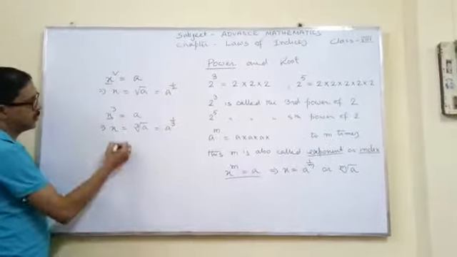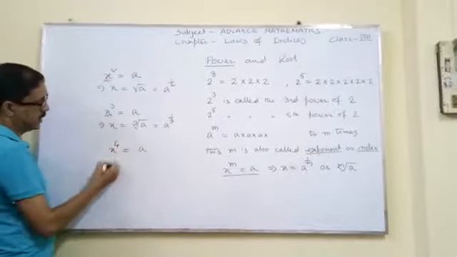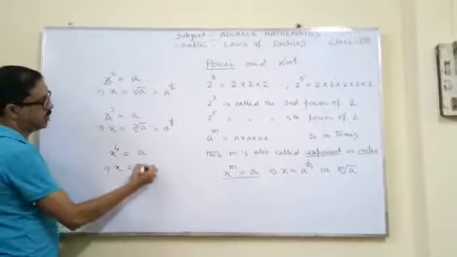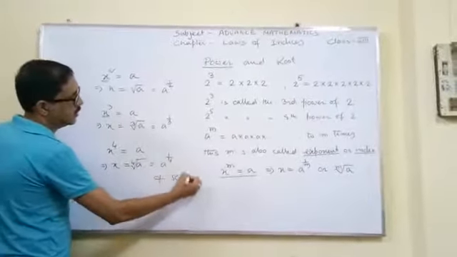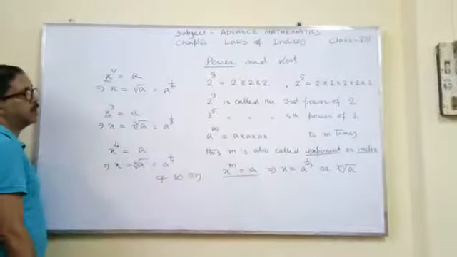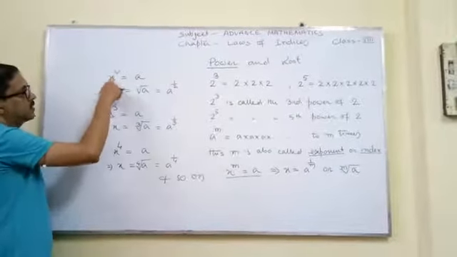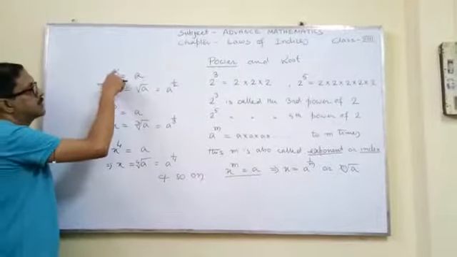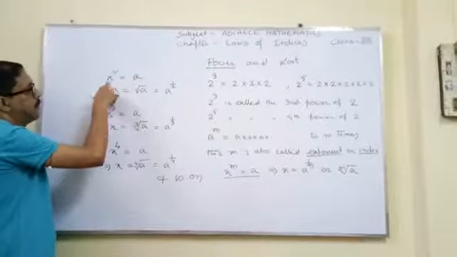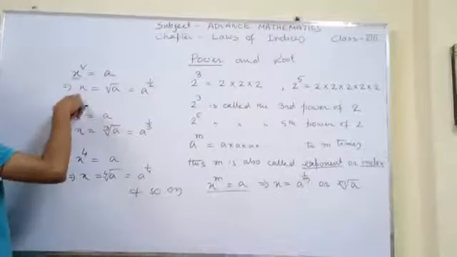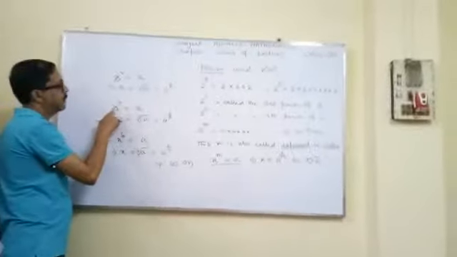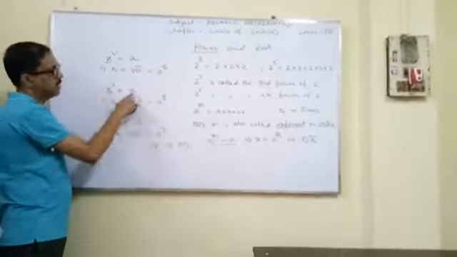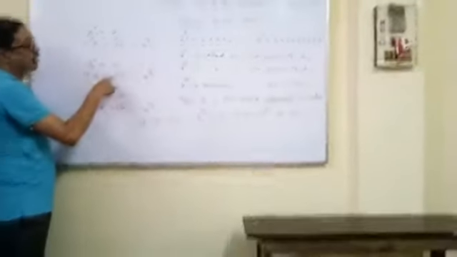As well as if we suppose x to the power 4 equal to a, then we say that x is equal to the fourth root of a, or it is a to the power 1 by 4, and so on. So these are the relationships between power and root. Here x square means this is the second power of x, equal to a. In the reverse way, this x is called the square root of a. Similarly, if x cube equal to a, then this is called the third power of x, and in the reverse way, this x is called the cube root of a.